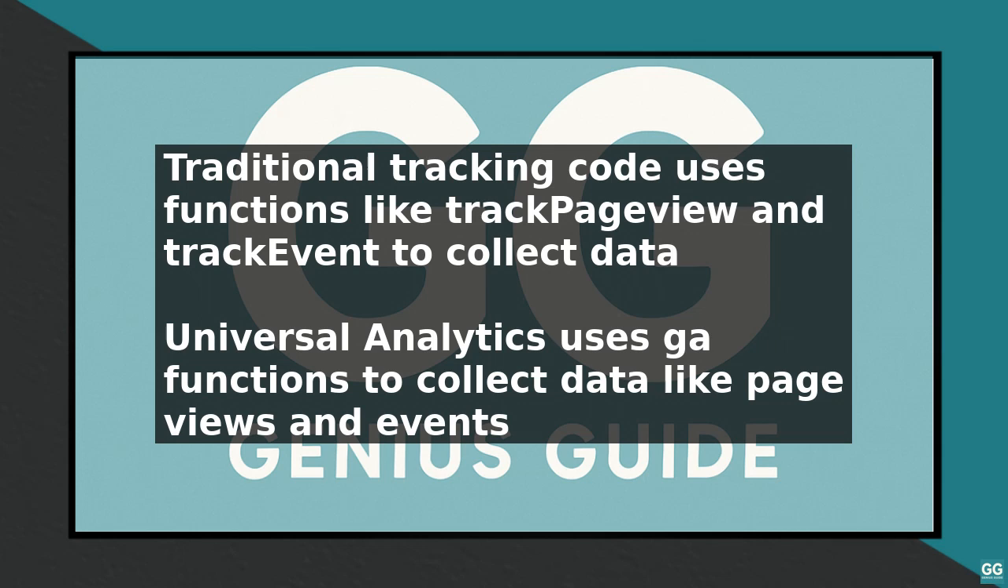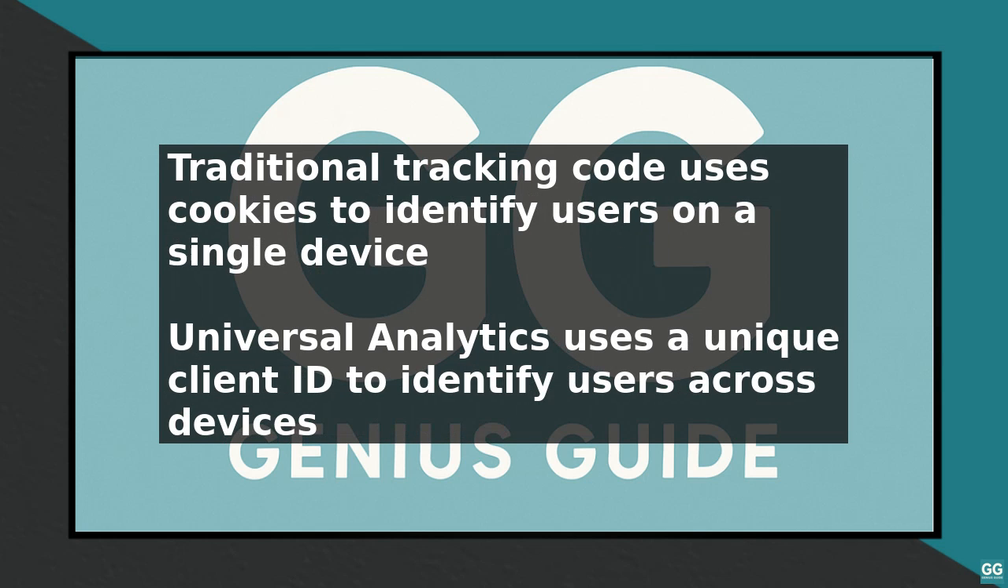Another key difference is the way they handle cross-domain tracking. The traditional tracking code requires additional setup to track users across multiple domains, while Universal Analytics makes it easier to track users across multiple domains with the use of a single tracking code.